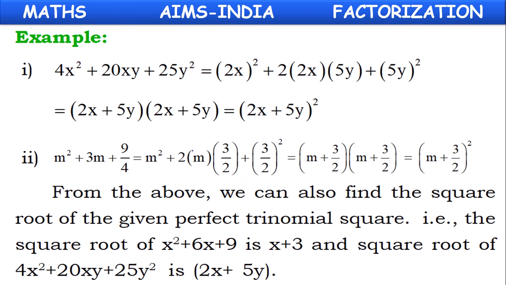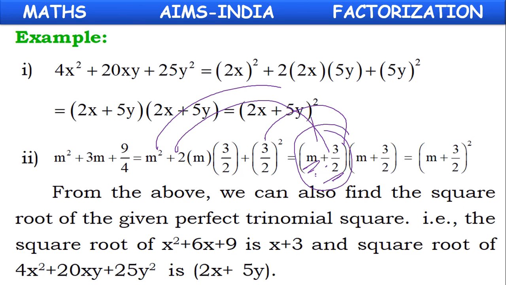So what is the factor? Square root of first term, which is m, square root of third term, which is 3 by 2, connected by the middle term symbol, plus. But this is one factor to be taken twice. The second factor is also the same. If we multiply both, we can take it as m plus 3 by 2 whole square.